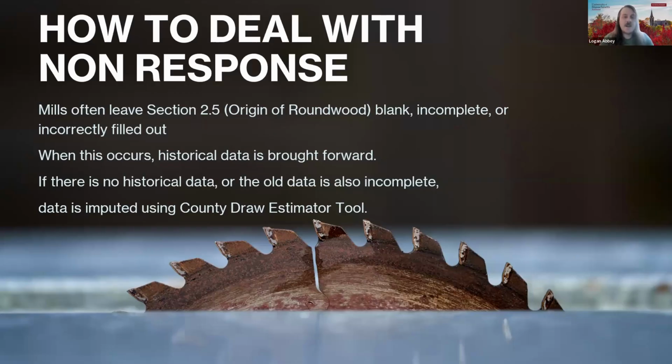So in dealing with this non-response, especially for section 2.5, our method up to this point to fill in those gaps in our data set has been to bring forward historical data. If the mill has responded in the past and they've completed section 2.5 correctly, we'll bring that data forward. But if the historical data isn't there or it's not complete, we're now using the county draw estimator tool to fill in those gaps in our data.